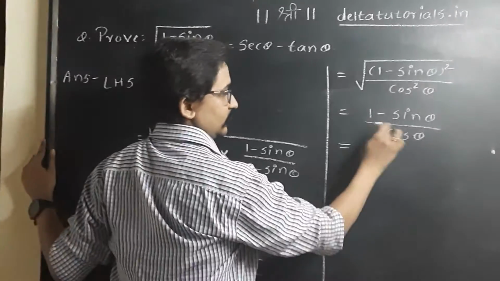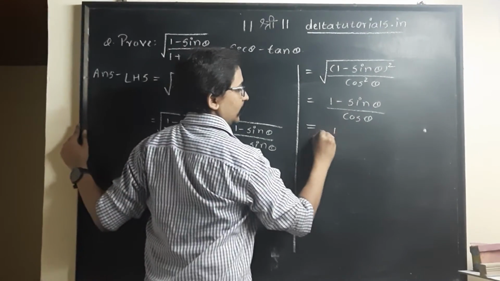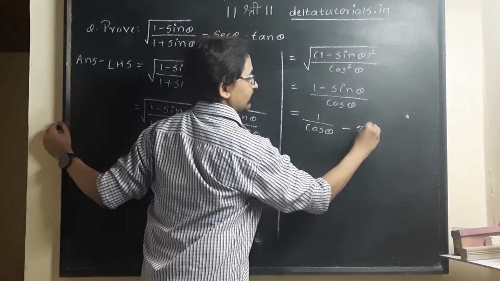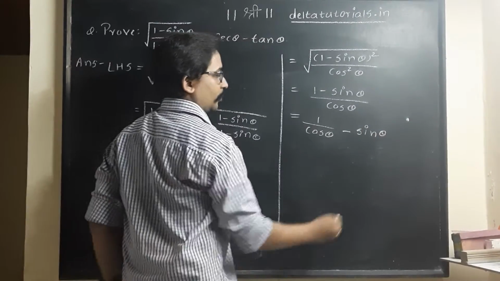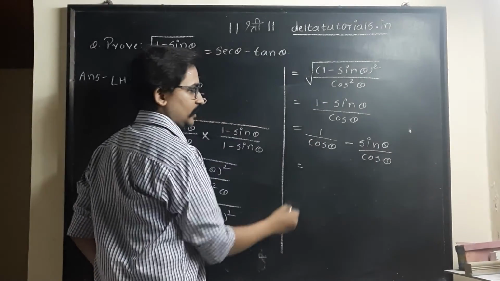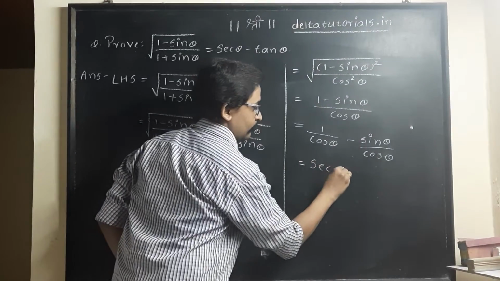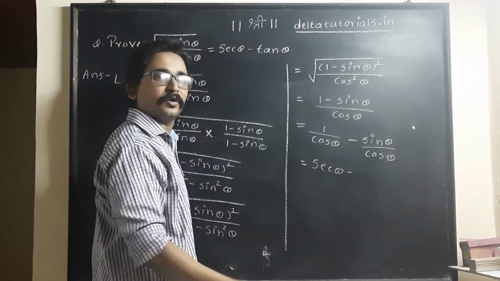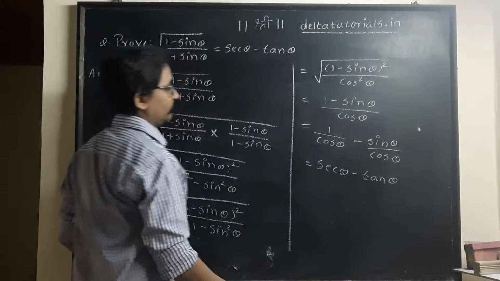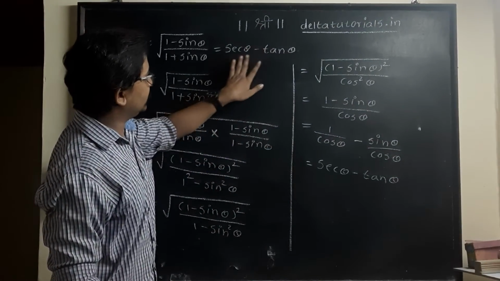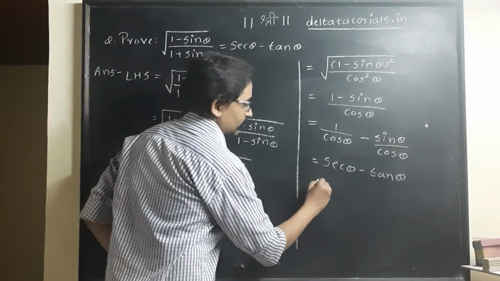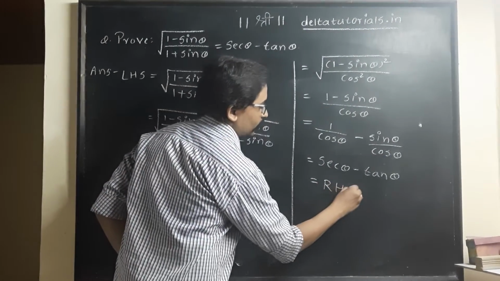So now we can split it like 1 upon cos theta minus sine theta upon cos theta. 1 upon cos theta is sec theta, minus, and sin theta upon cos theta is tan theta. Just verify with the right hand side of the problem, sec theta minus tan theta, and here also we have obtained sec theta minus tan theta, so we have achieved the right hand side of the problem.